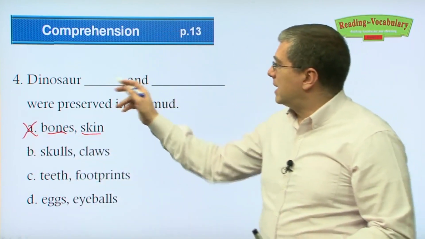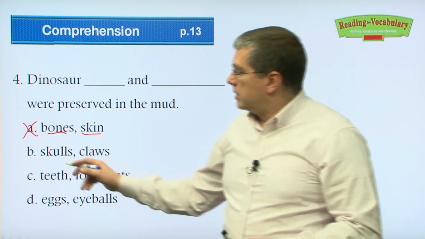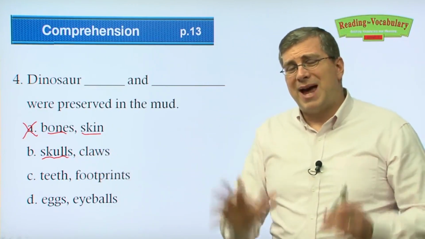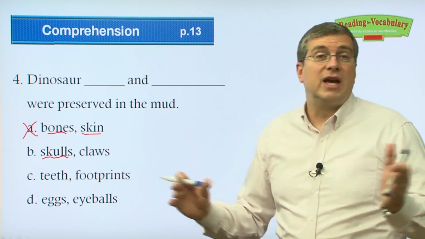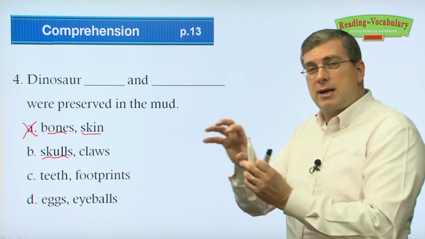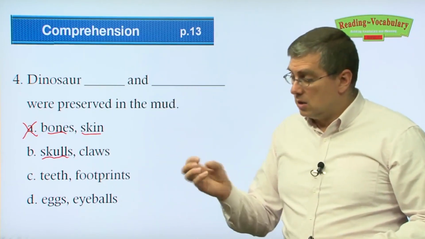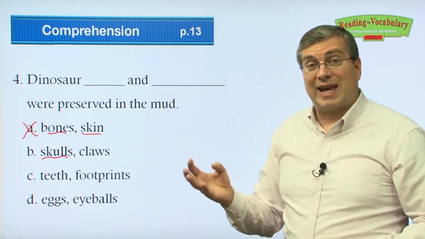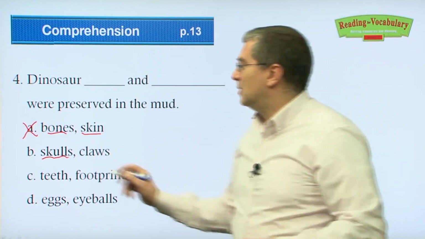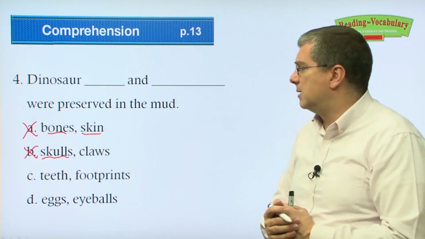What about dinosaur skulls and claws were preserved in the mud? Well, we heard that skulls were preserved, but did we hear anything about claws? The passage did not mention claws at all. Claws, by the way, of course, are animal fingernails that are very strong and that can scratch something. If you have a dog, the dog has claws. If you have a cat, the cat has very sharp claws, okay? But the passage didn't say anything about claws, so we can't choose B.